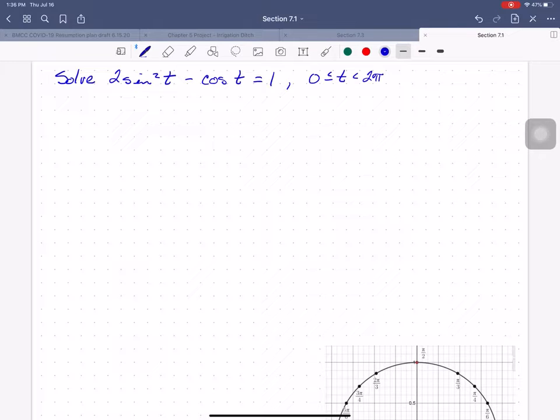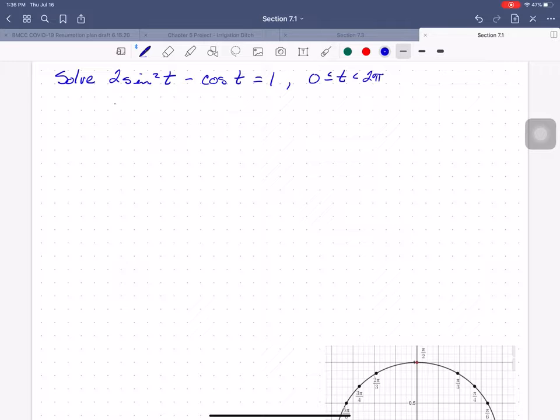All right, we're back with this equation that I had up just a second ago. And what I've got is 2 sine squared t minus cosine t equals 1. Now, if that sine squared were cosine squared, I could use my same technique. Well, I can do that.